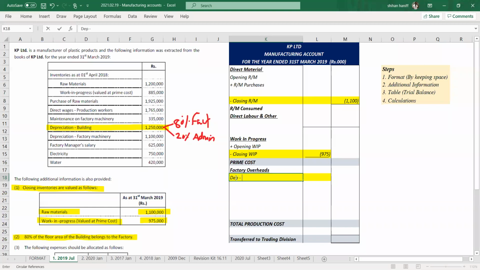Depreciation of building 1250 into only 80% will be taken to the manufacturing account. So 1250 into 80%, that is 1000. The balance 20% we can take under income statement, administration expense. Here we are not preparing the income statement, so you don't need to worry about that. Take only 80% from the building depreciation.